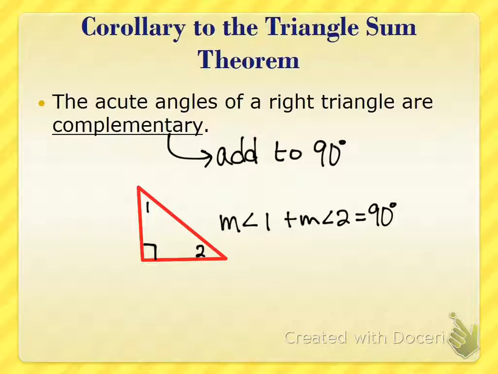This is a corollary to the triangle sum theorem because, of course, if we were to add in that right angle on both sides, we would be added back up to 180. So it's just a special case. If you know that you've got a right triangle, the other two have to add up to 90. Questions, concerns, or need more time on this slide? Okay.